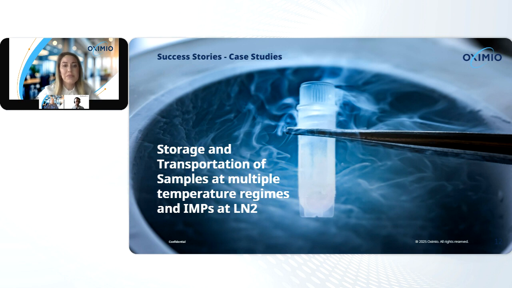The outcome was safe and compliant transportation. All materials arrived intact, maintained within validated temperature ranges. Cross-border delivery: seamless global transport, meeting all regulatory and safety standards. Regulatory compliance: full adherence to local and international guidelines for handling biological goods and IMPs.